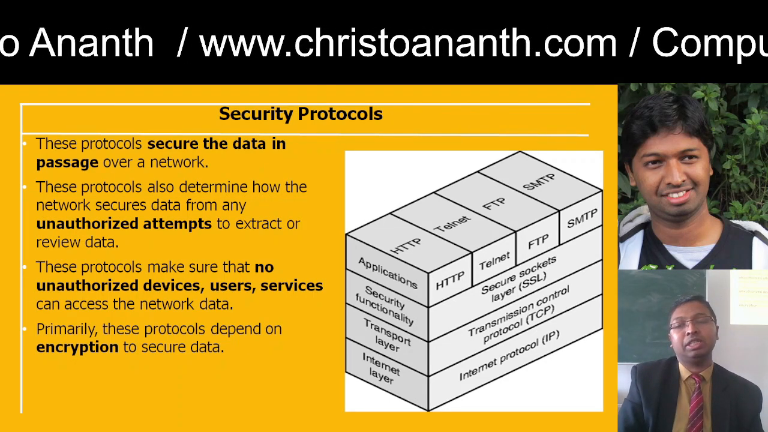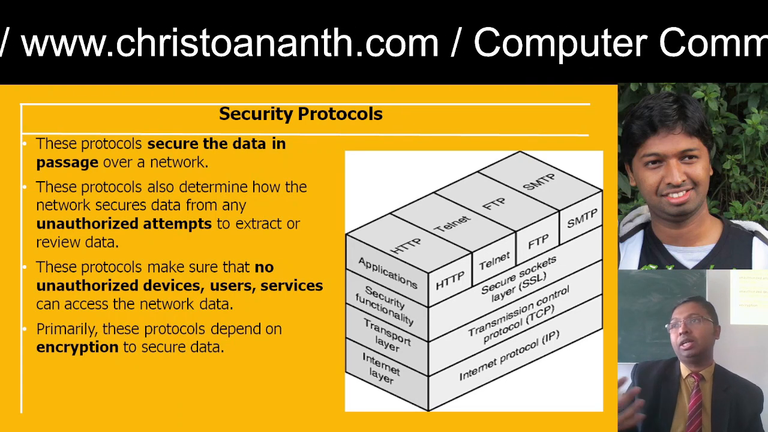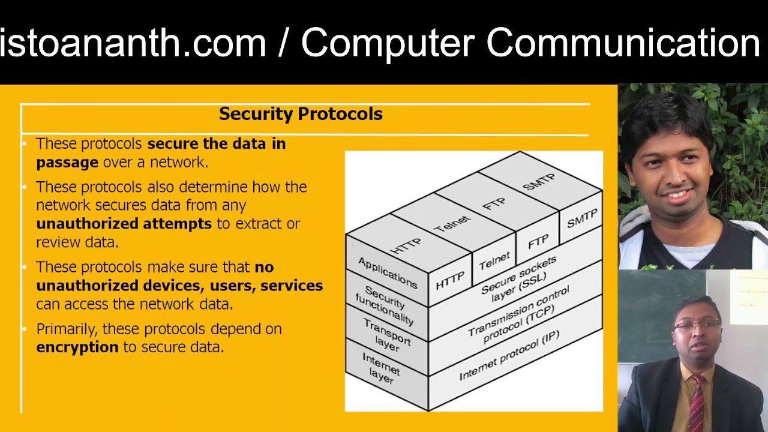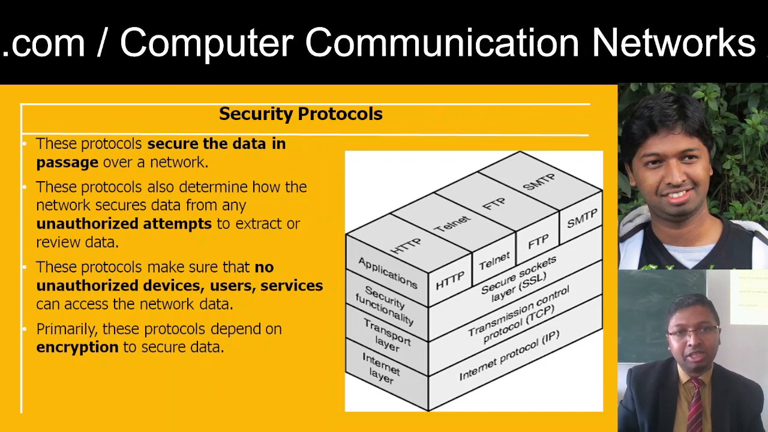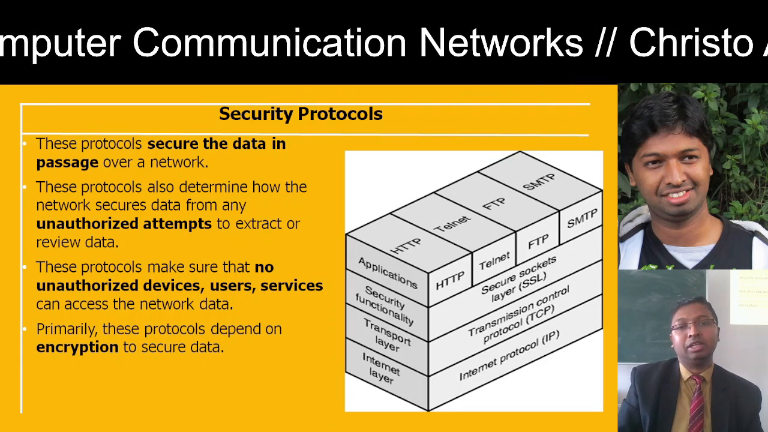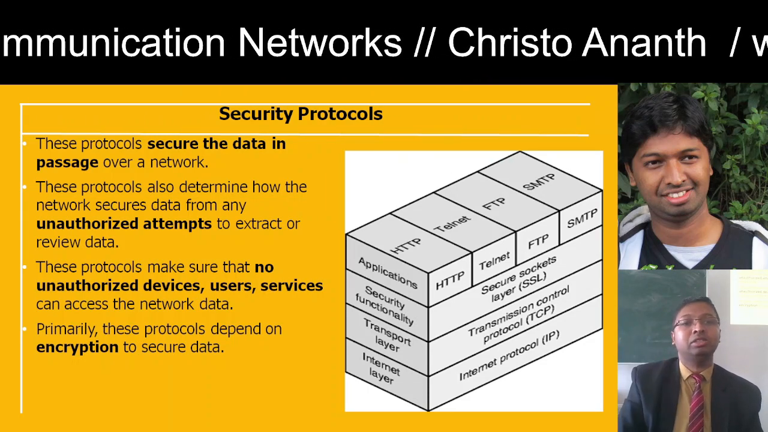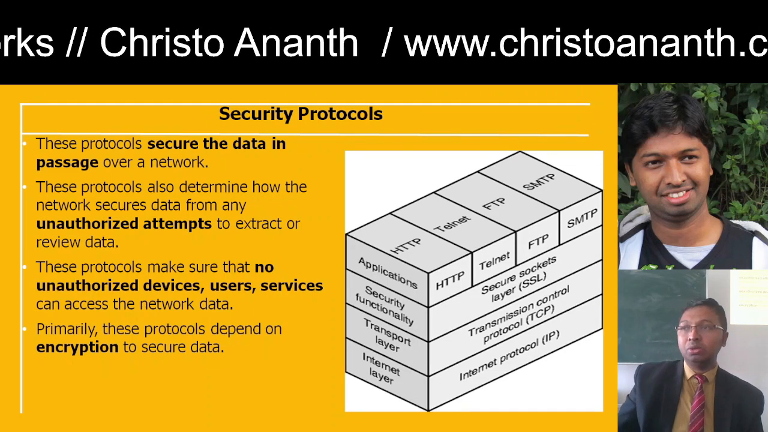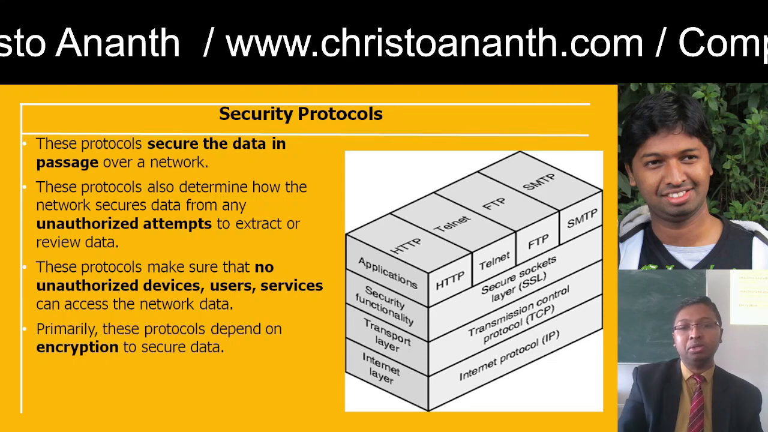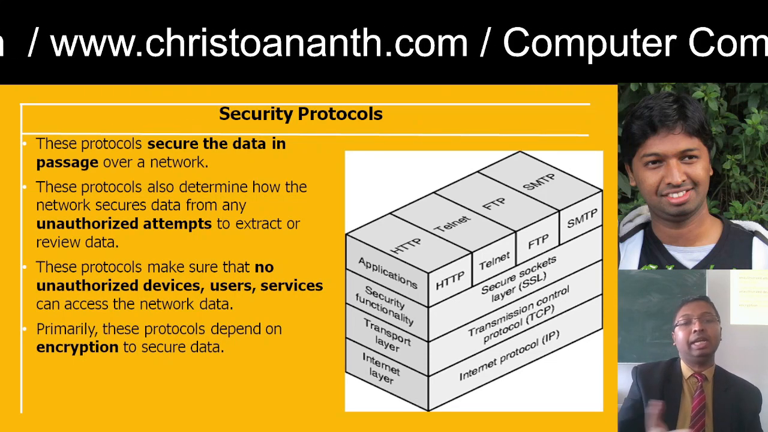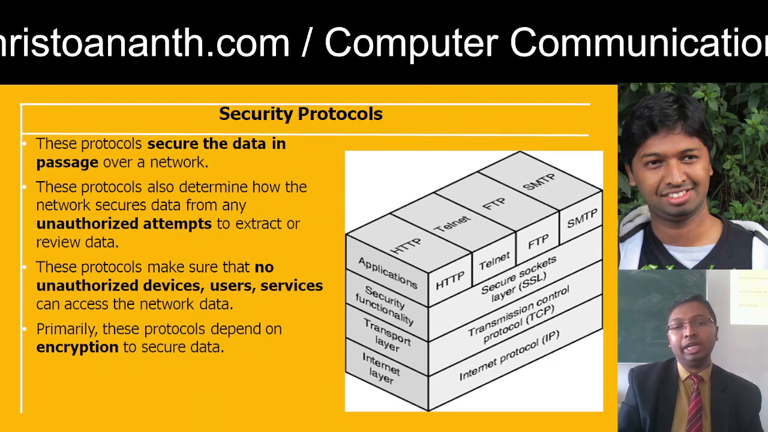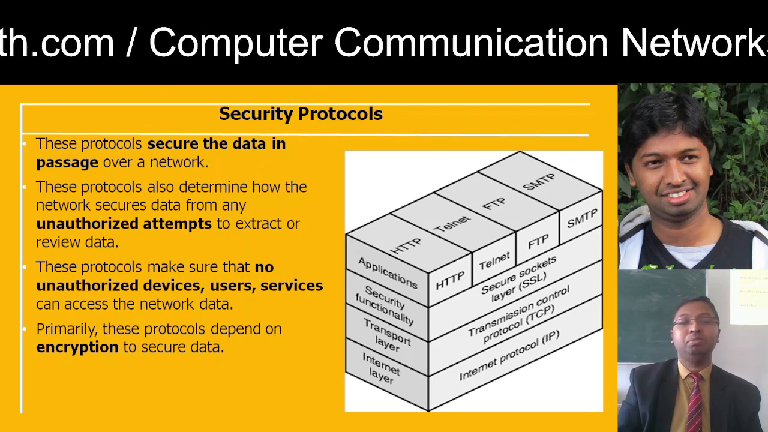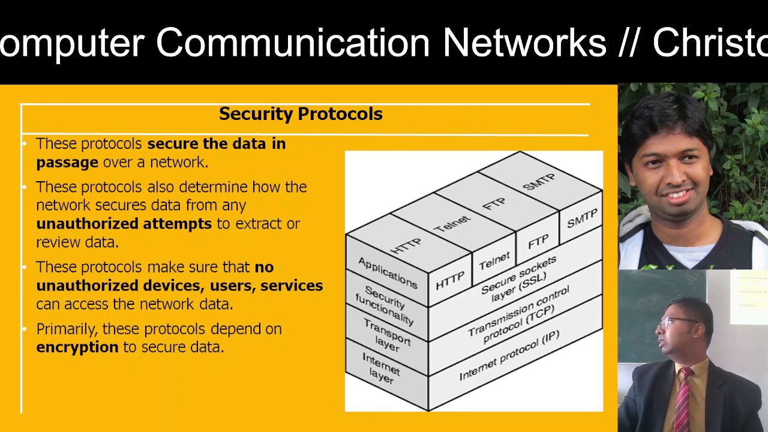For example, if there is an unauthorized user who attempts to get into the network, or an unauthorized network is there to extract and review data, that is going to prevent them. The protocols make sure that no unauthorized devices, users or services can access the network data, and the protocol depends on the encryption procedure to actually secure the data.